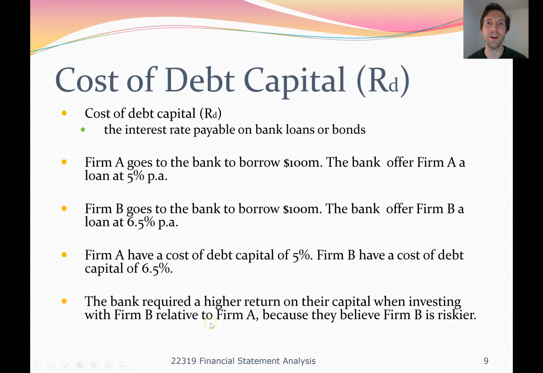The bank required a higher return on firm B relative to firm A because they perceived that firm B was a riskier investment. So even though both firms were borrowing 100 million, the bank might have looked at the financial statements of firm B and seen them to be a riskier business, so they charged a higher interest rate. As the risk of a firm goes up, the interest rate or the cost of debt capital will also increase.